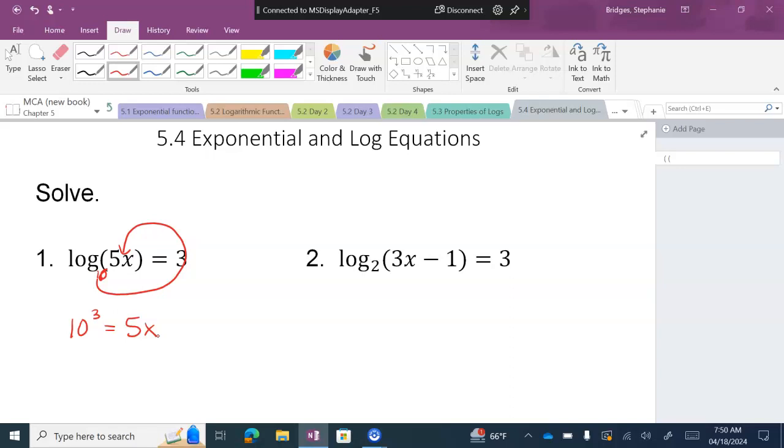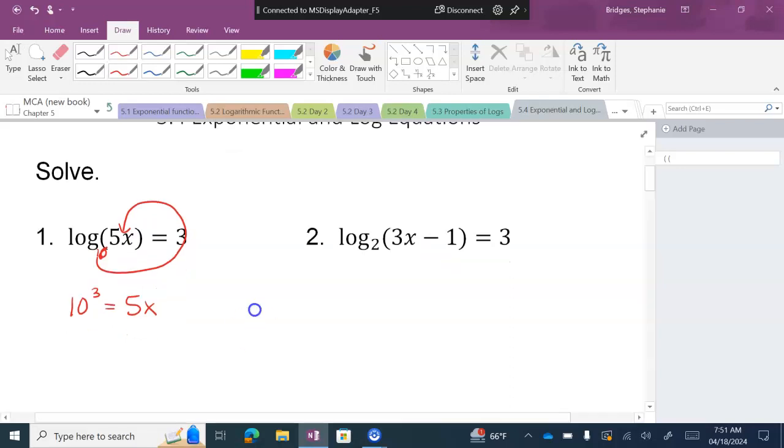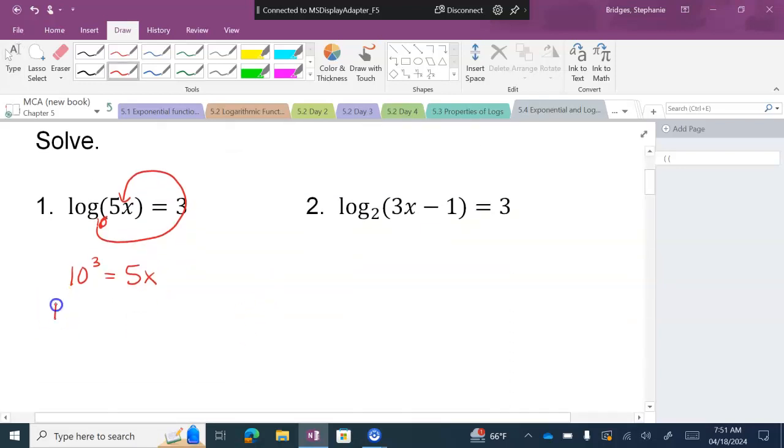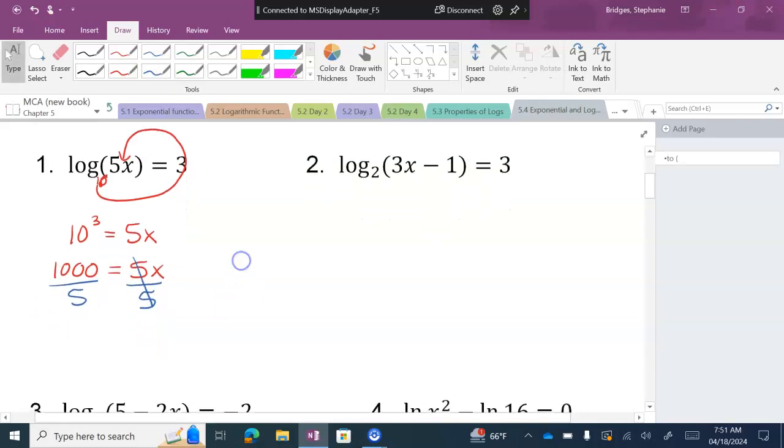What would I need to simplify here before I could solve? 10 to the third power. What is 10 to the third power? 1,000. Okay. And then I need to solve that for x, and I can do that by dividing both sides by 5. Yep. And so x is going to equal, what is that, 200?